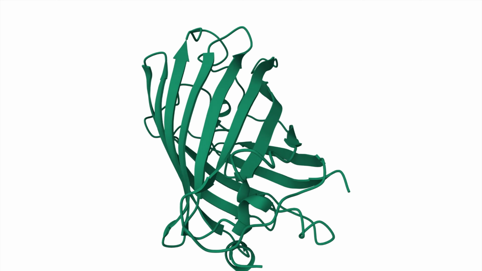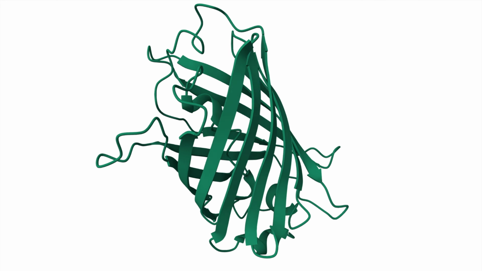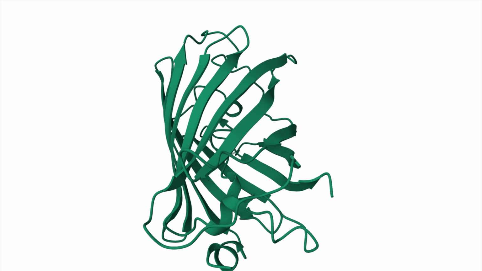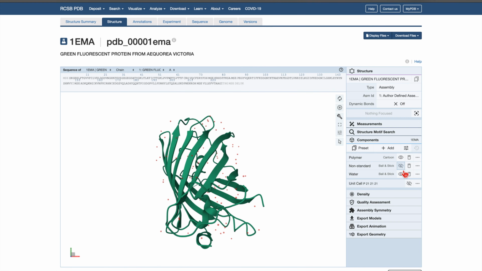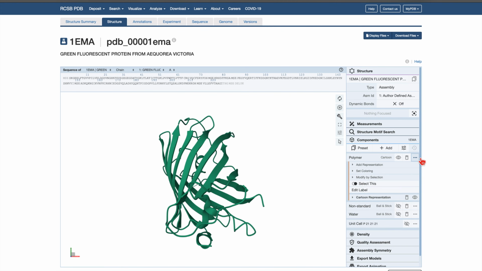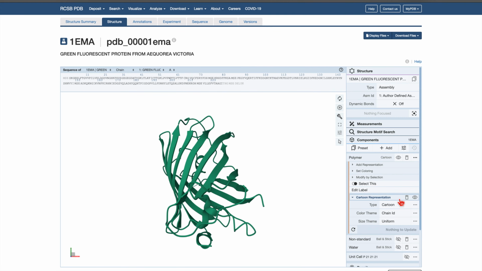The default view is a cartoon representation. Helices are curly ribbons, beta sheets are arrows, and loops are lines. Let's now switch to a view that shows all atoms and bonds in a ball and stick representation. Hide existing non-standard and water representations by clicking on the respective eye icons. With the polymer component remaining visible, click on the three dots next to it to reveal a drop-down menu. Then select Cartoon Representation to expand another menu.